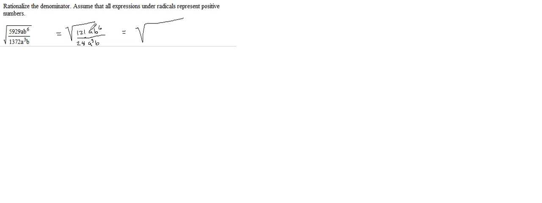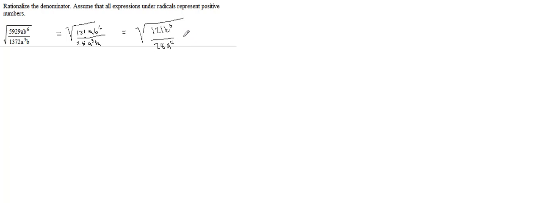So I can see that this a can cancel with one of the a's in the denominator, and this b can cancel with one of the b's in the numerator. So I'm going to get 121 b to the fifth over 28a squared.